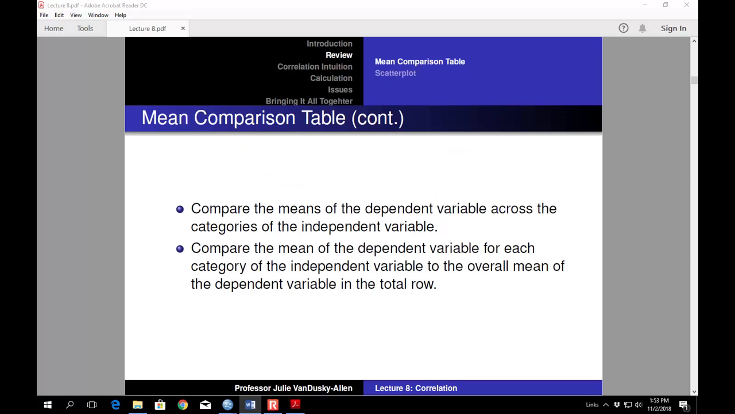In order to interpret this mean comparison table, we should compare the means of the dependent variable across the categories of the independent variable, and we should also compare the mean of the dependent variable for each category of the independent variable to the overall mean of the dependent variable in the total row.